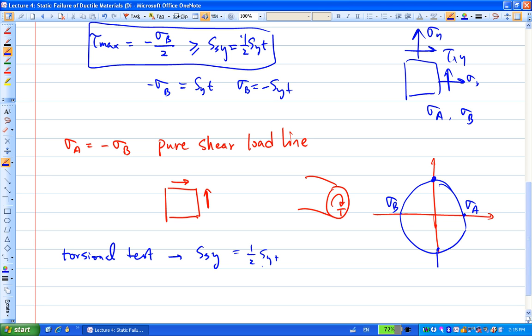As I'm going to point out in the next one, the distortional energy theory, we're going to get a slightly different SSY with another theory. So essentially, the theory gives a value, and experiment will probably give you another close value, or maybe a very different one, but it will be close to this.